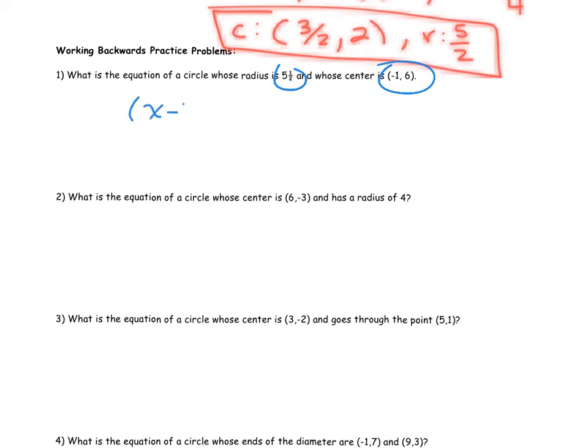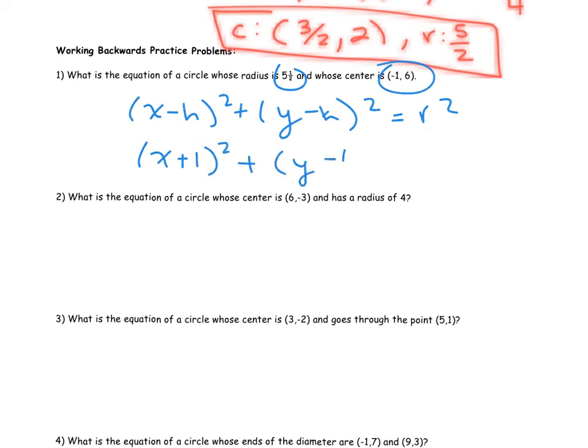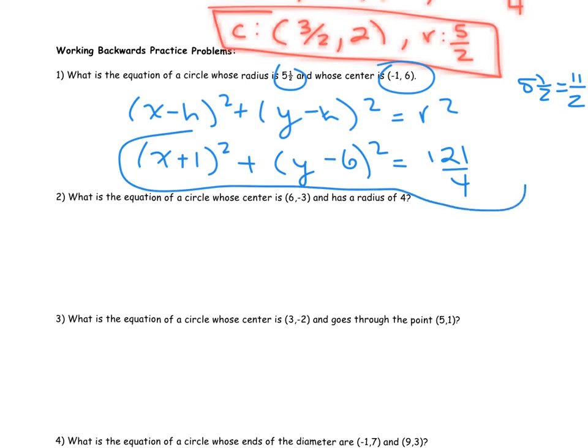So following this equation for a circle, x minus h squared plus y minus k squared is equal to r squared, we have x plus 1 squared plus y minus 6 squared equals, now I'm going to rewrite the radius of 5.5. So 5.5 is the same thing as 11/2. So this is really 11/2 squared. And 11/2 squared, 11 squared is 121, and 2 squared is 4. So this is 121/4. So that's my equation of a circle in center-radius form.